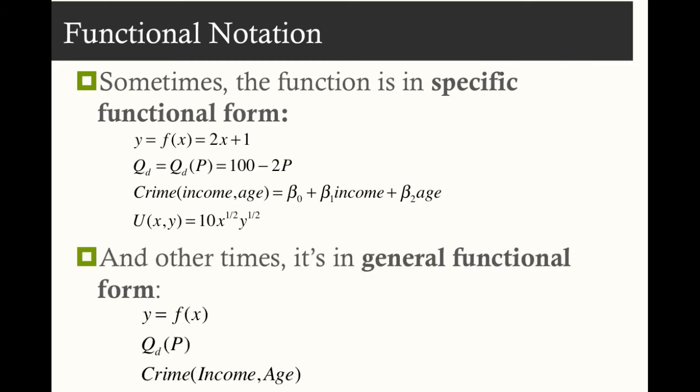Other times, the function is in general functional form. You see this a lot in your micro and macro theory courses. So y is equal to f of x. Q sub d is a function of p. Crime in some way depends on income and age. So notice that the only difference between the two is that in the general, we're just being told, using notation, that the dependent variable depends on the independent variable in some way. We just don't know how.